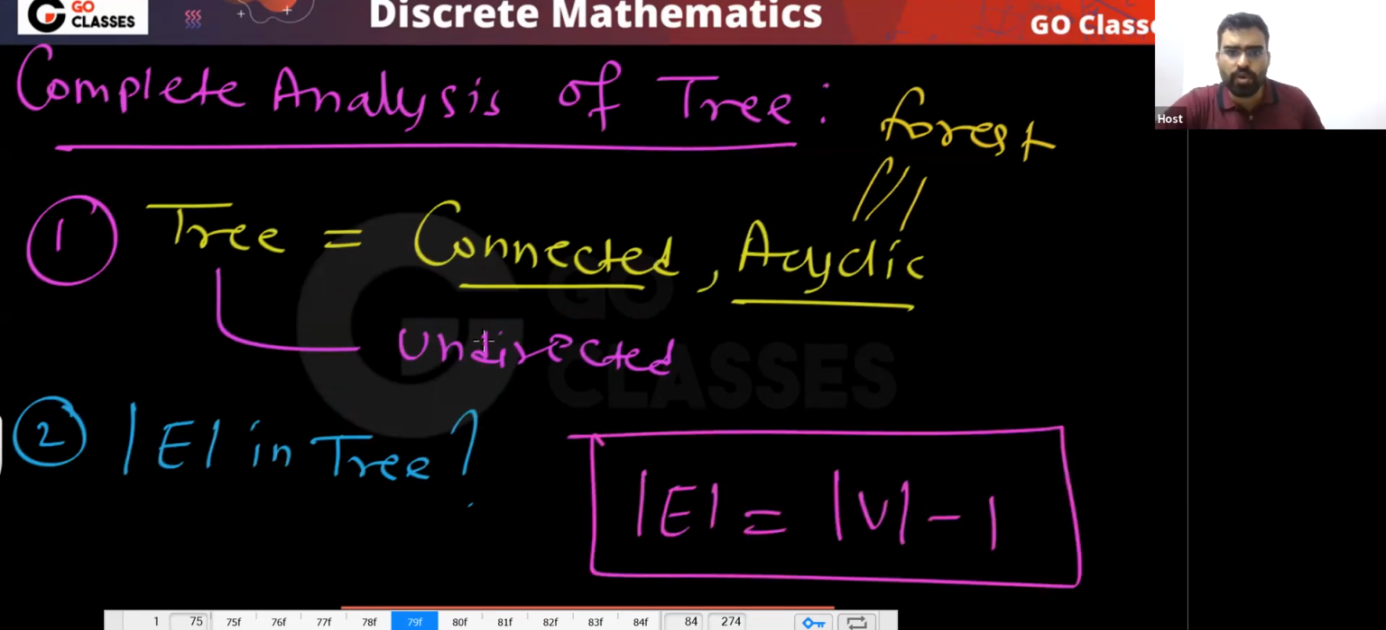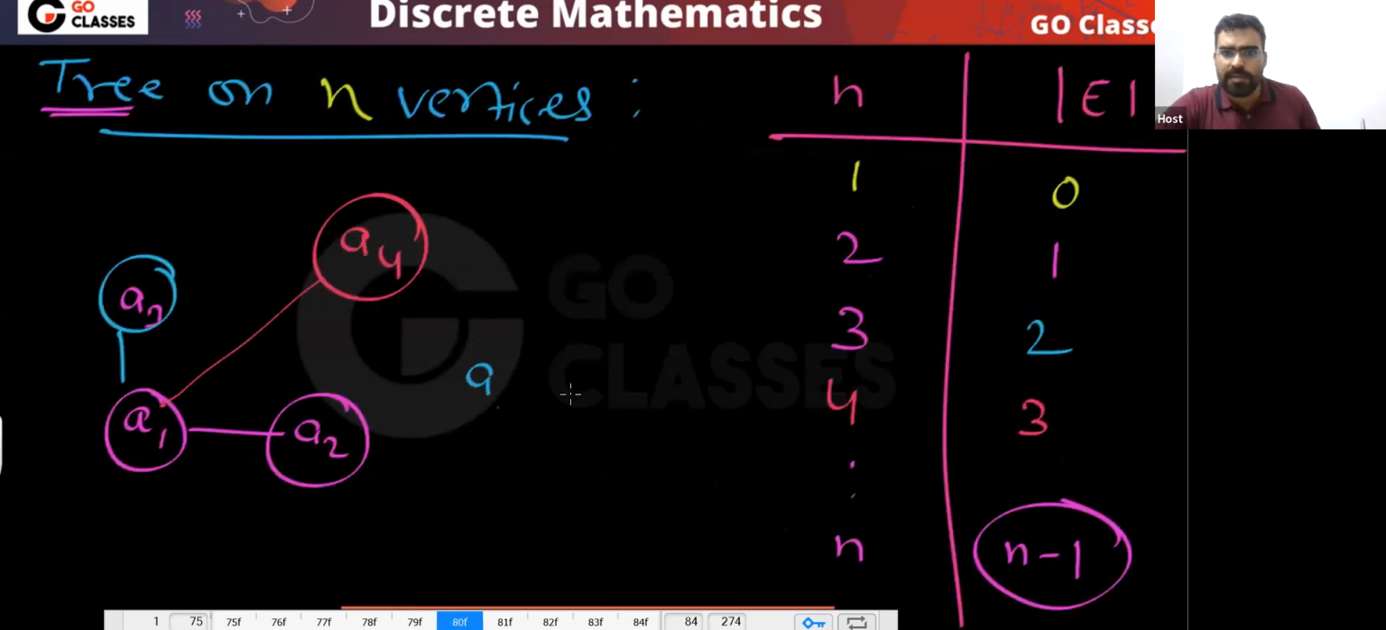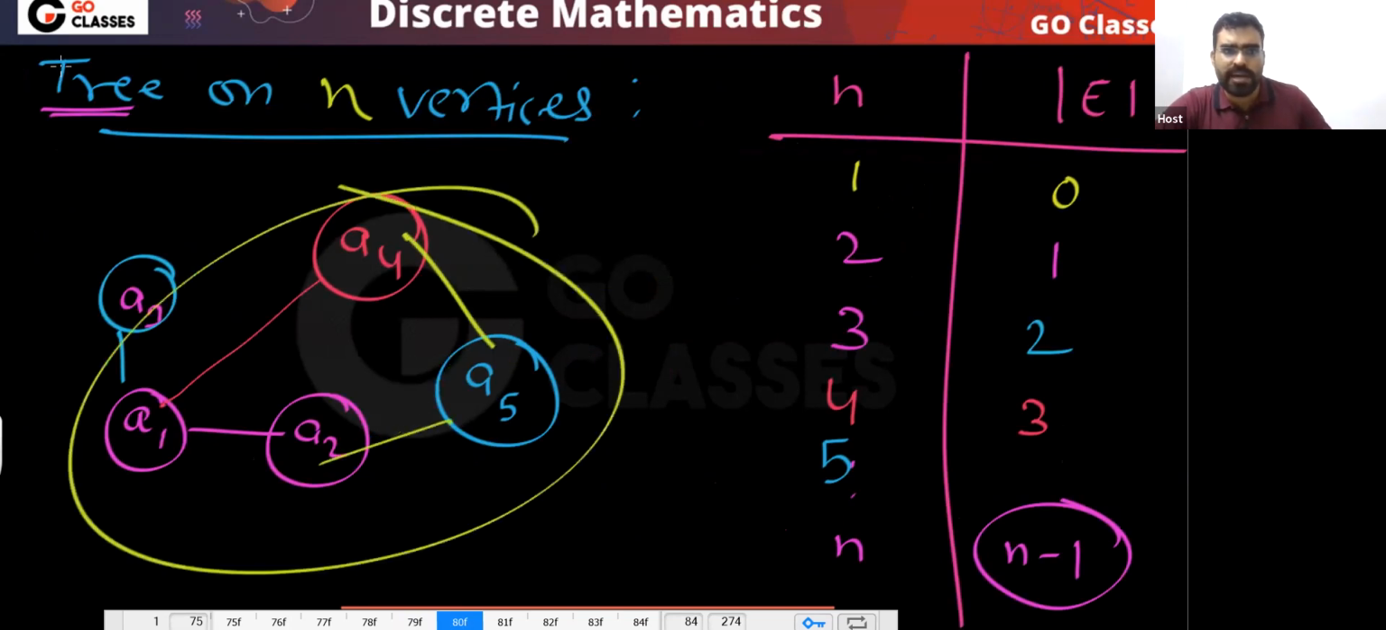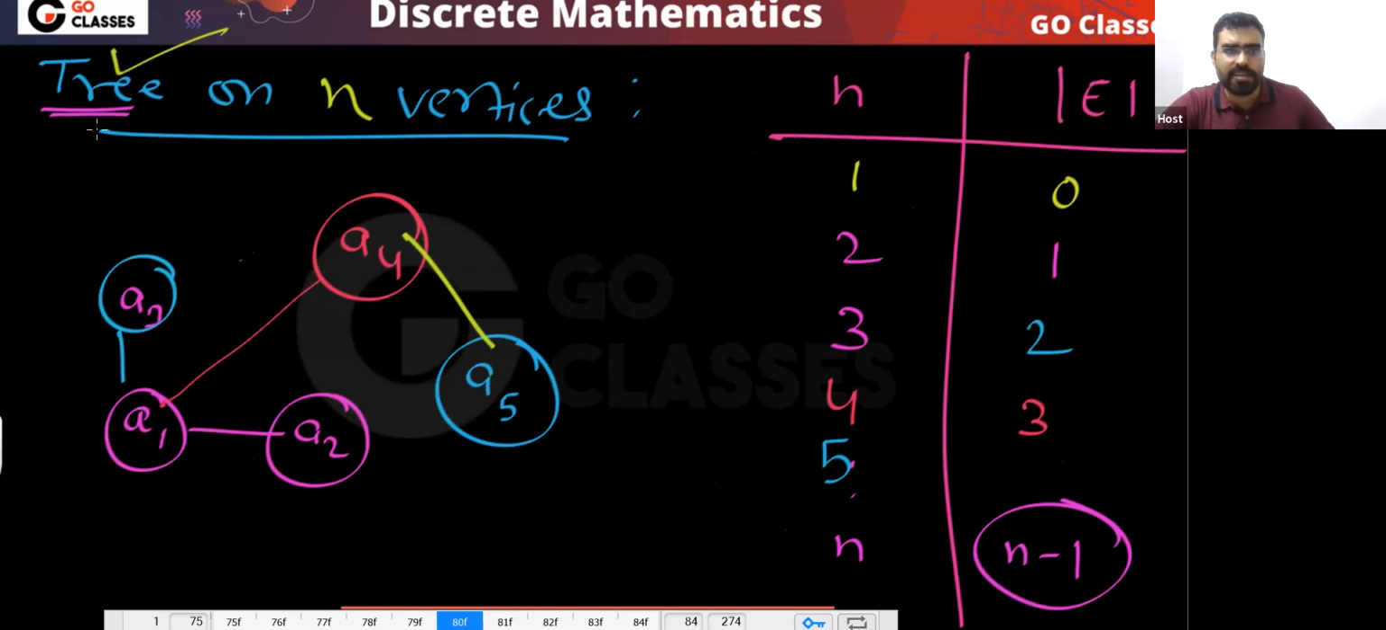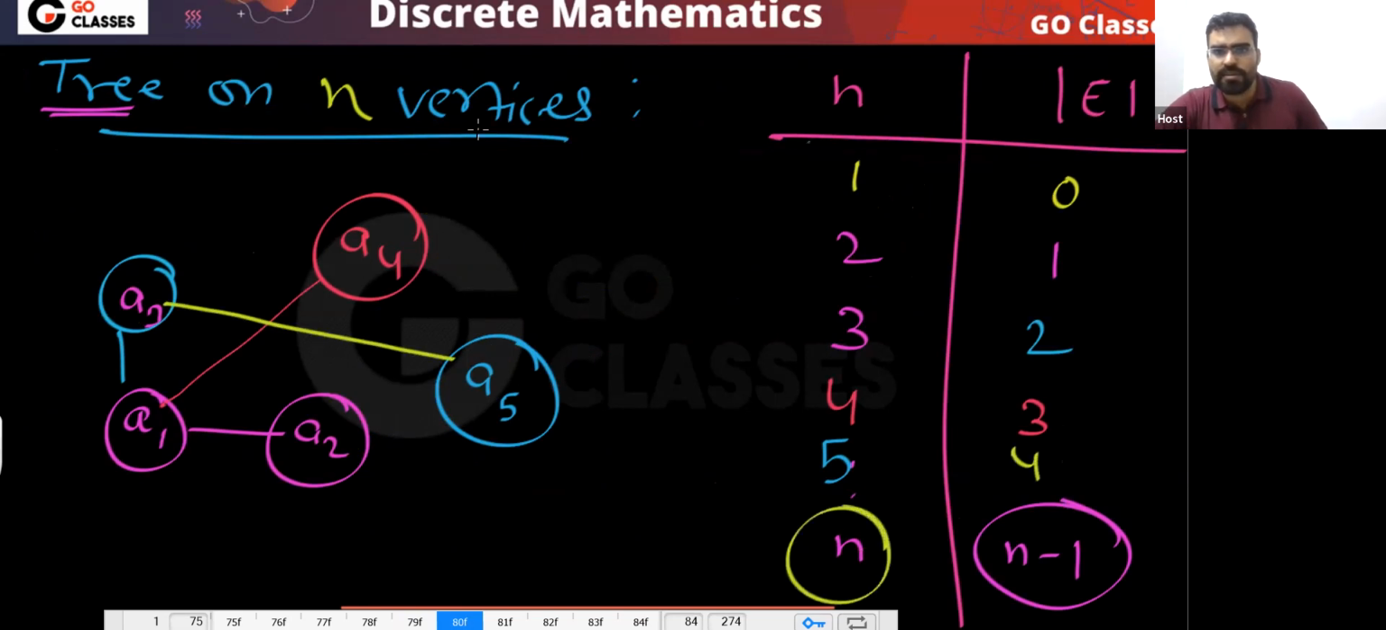Is this clear? Because if I add one more vertex, can I add two edges? No, because if I add two edges, there will be a cycle, and I want a tree. Tree means connected acyclic. So this is the idea. To add this vertex, I need only one edge. If I have four, then it will be five, then four. So if your number of vertices is n, then the number of edges will be n minus 1.